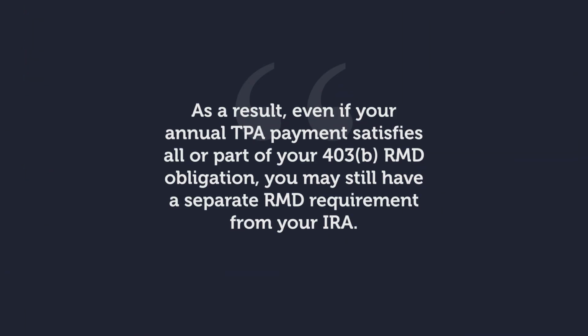As a result, even if your annual TPA payment satisfies all or part of your 403(b) RMD obligation, you may still have a separate RMD requirement from your IRA. Likewise, taking additional IRA distributions generally will not satisfy any remaining RMD obligation associated with the 403(b). This becomes especially important when coordinating retirement income, because the TPA follows its own distribution schedule while IRA distributions remain under your control. In some situations, the TPA may generate more income than you actually need because the goal is to distribute principal over time rather than simply satisfying an RMD.